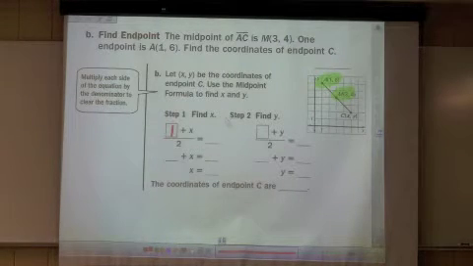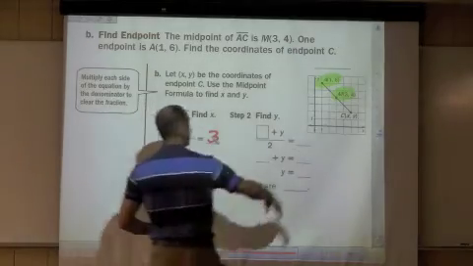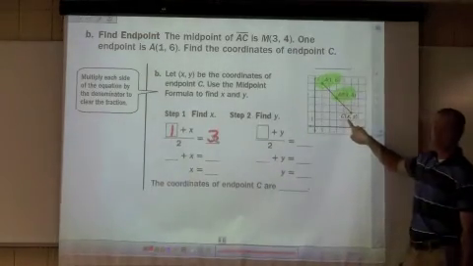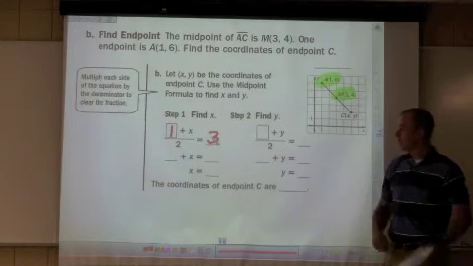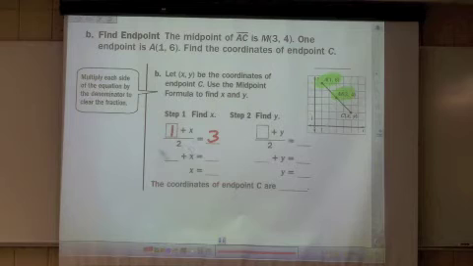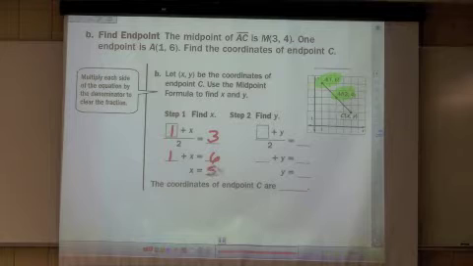Rouse? 3. Yeah, I know the midpoint. They gave it to me. The x coordinate was 3. So if I average 1 and x, I get 3. Well, then it's just algebra from there. Like Rouse said, multiply both sides by 2. I get 1 plus x equals 6. So x is going to be 5.